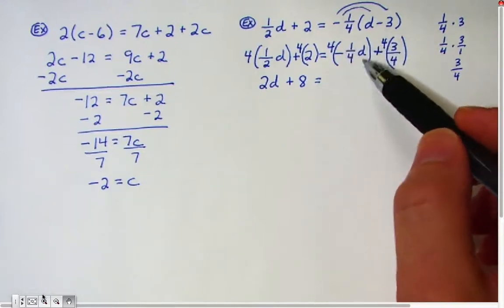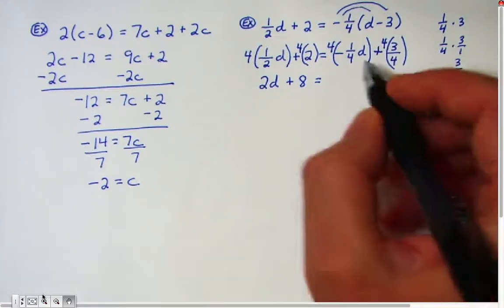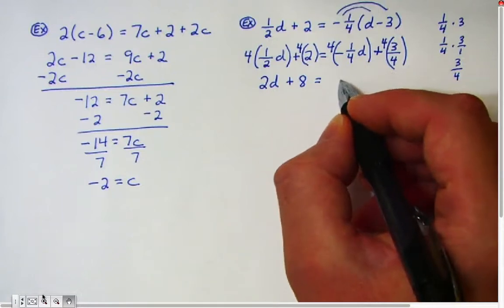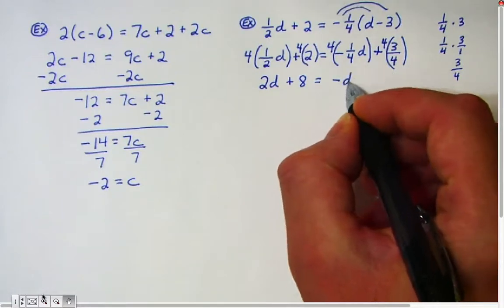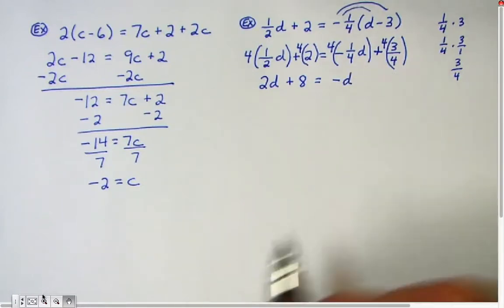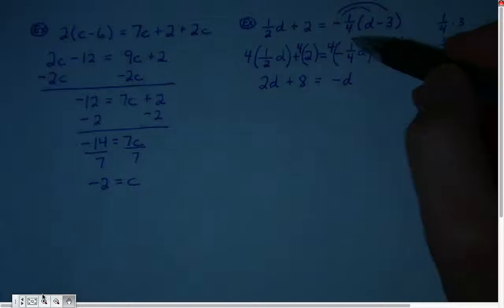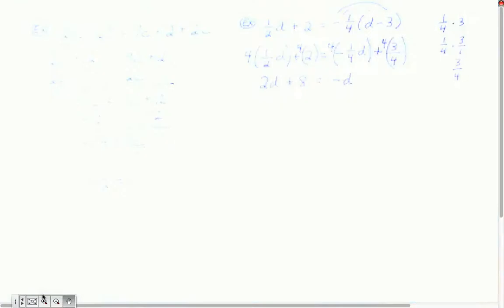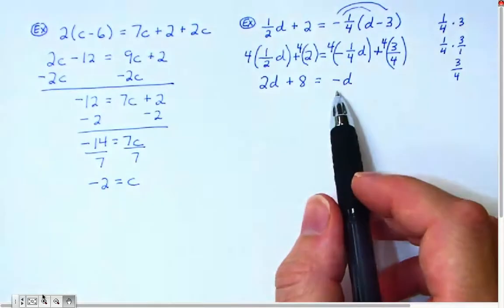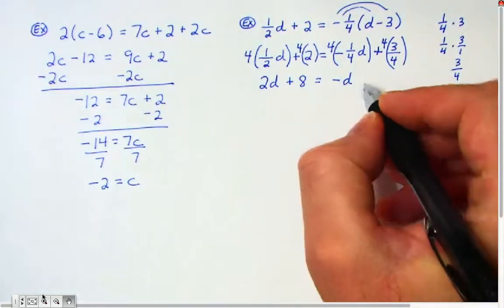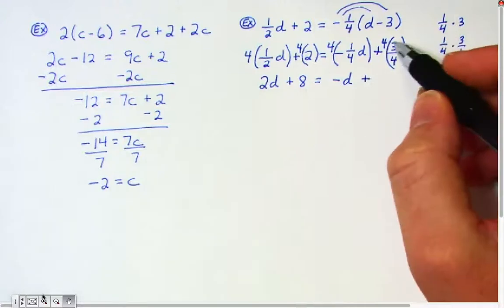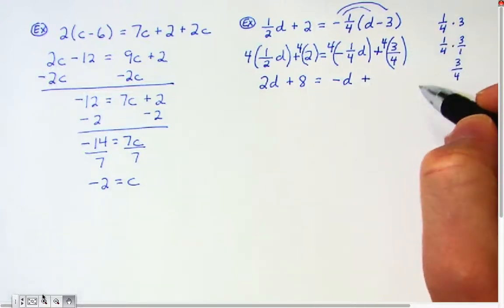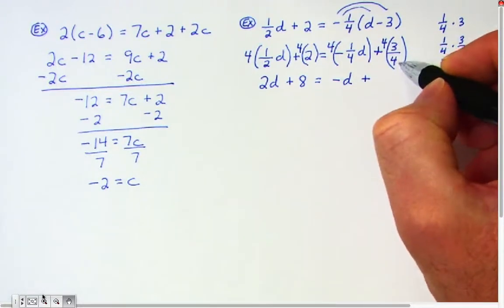Four times negative 1/4 is negative 1. So we're just going to write negative d. You could think of this as 4 divided by a negative 4 if you want to. Of course, 4 divided by negative 4 is negative 1. And then here, 4 times 3/4, that's 3.